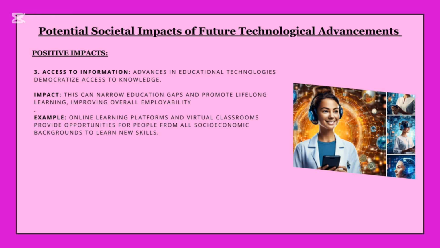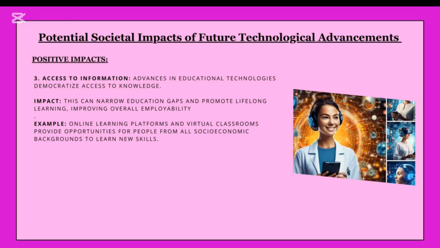Positive impacts. Access to information. Having access to information can have a positive impact on our lives because it allows us to learn new things, make informed decisions, and solve problems effectively. When we have access to information, we can broaden our knowledge, expand our horizons, and improve our skills. It also helps us stay updated about current events, trends, and innovations. Overall, access to information empowers us to grow, adapt, and thrive in a rapidly changing world.